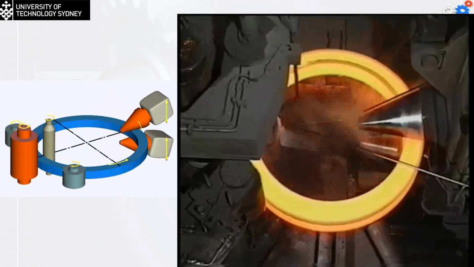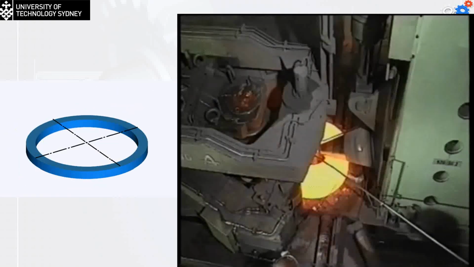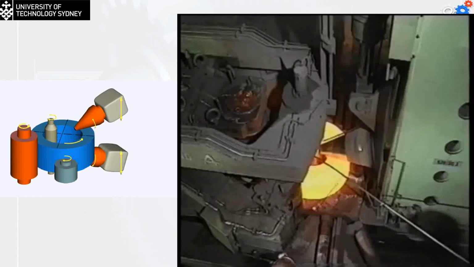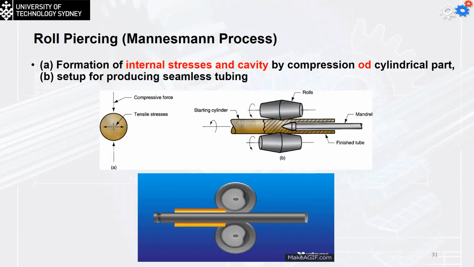Roller piercing is simply making a hole by using a mandrel. The rollers force the part, which is rotating at the same time, to be penetrated by the mandrel, and we're going to have the hole inside.